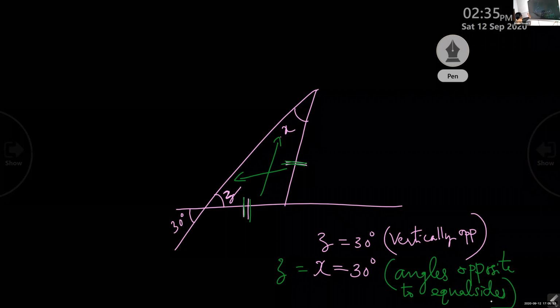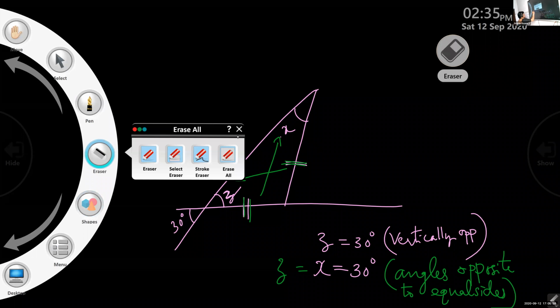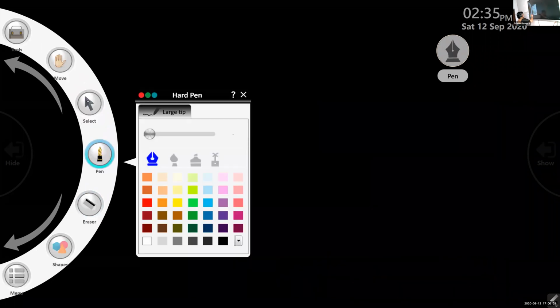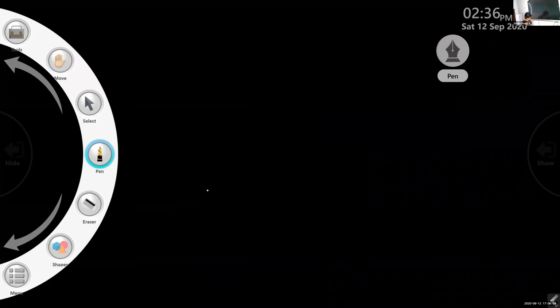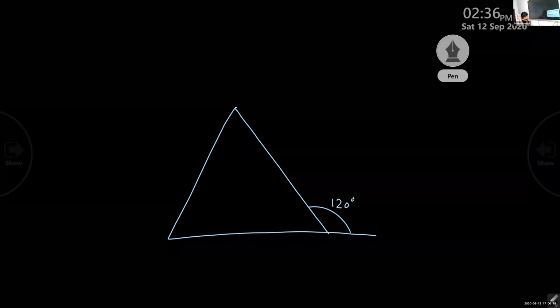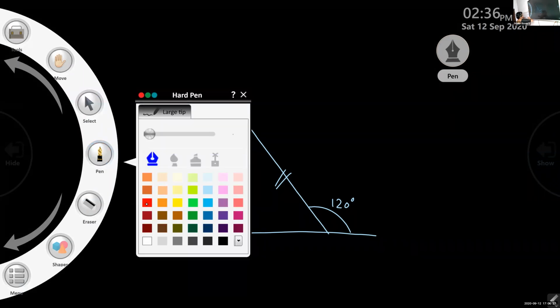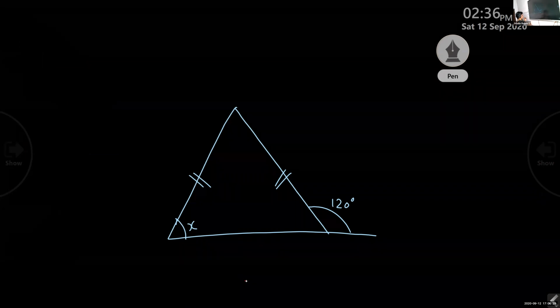Then another question I'll give you. Next question. Look at this triangle, what I'm going to draw. Can you tell me what is x? Tell me what is x?